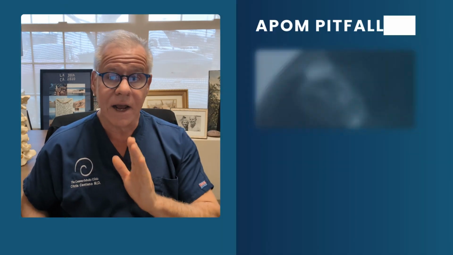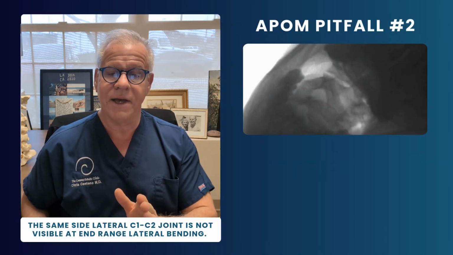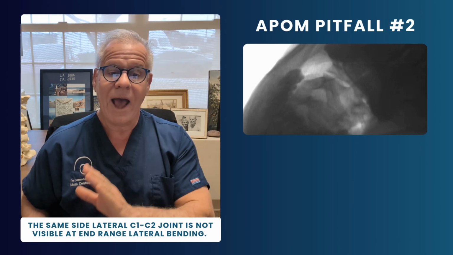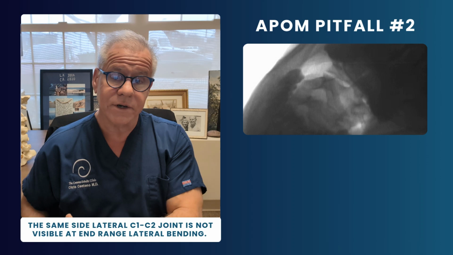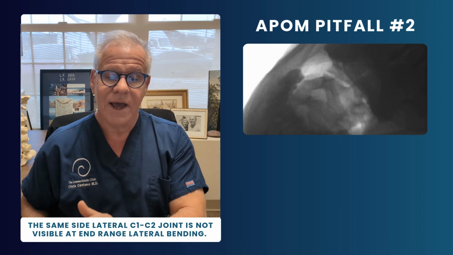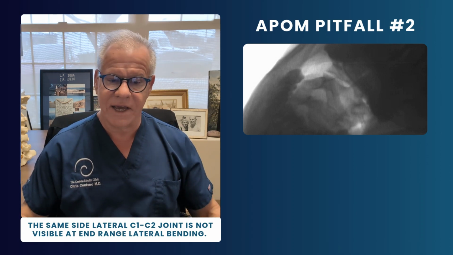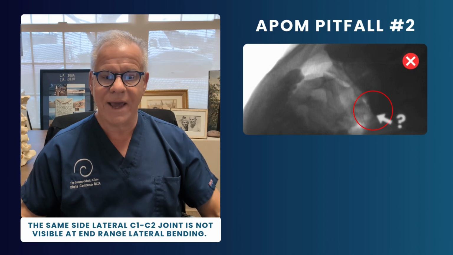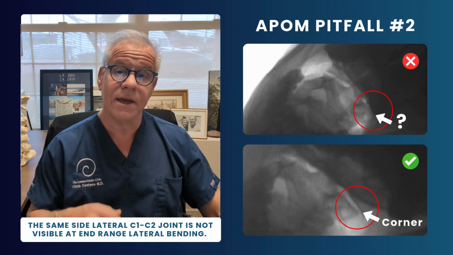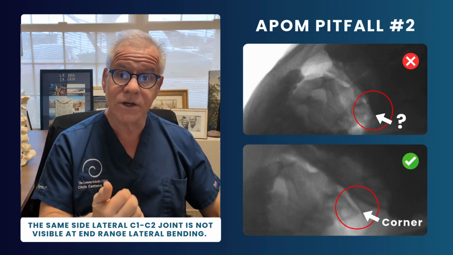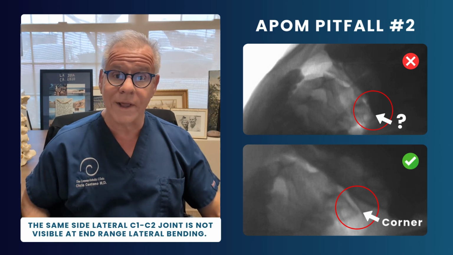A second area where there's going to be a problem is in identifying this corner at C1-C2. It's on the same side, the lateral portion of the C1-C2 facet joint, and we have to be able to see that corner. You can see here, I can't see the corner of C1-C2, but here the corner of C1-C2 is easily visible. I need this corner to be readily visible with lateral bending.